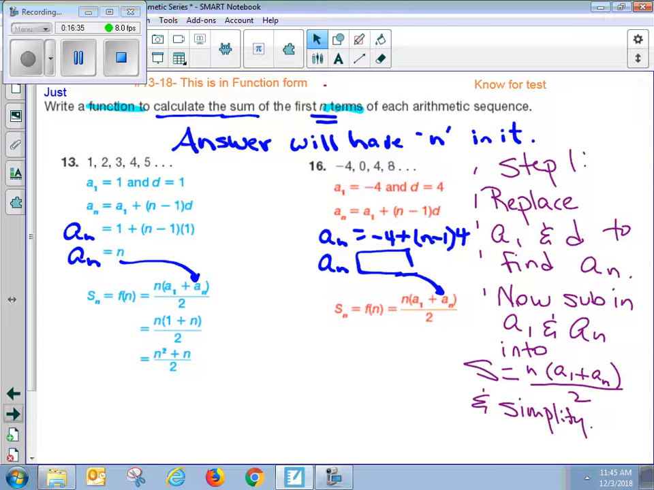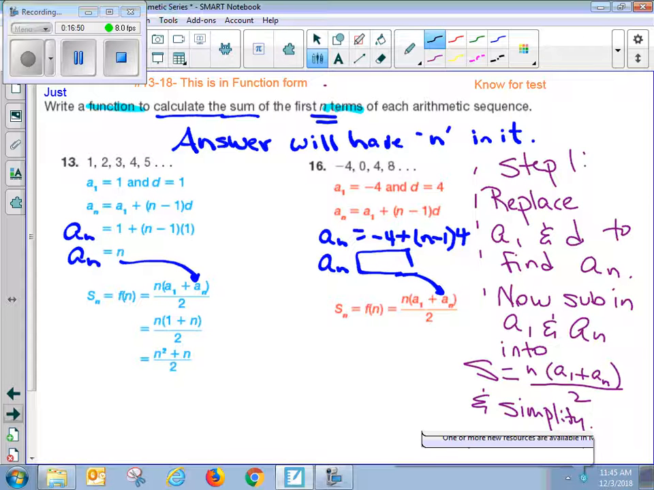Okay, I want to do 16 with you. So over there in that pretty cranberry color, I wrote my steps. Step 1 for 16, replace A sub 1 and D to find A sub n. So A sub 1 is negative 4. What is your common difference? 4. So everybody agree with that information.